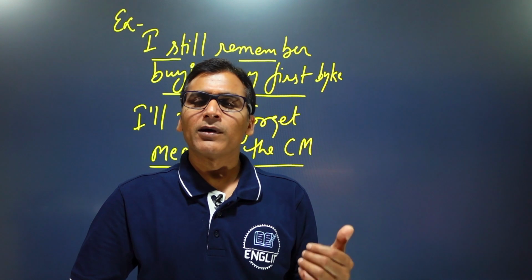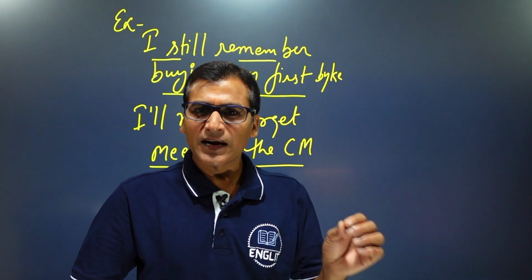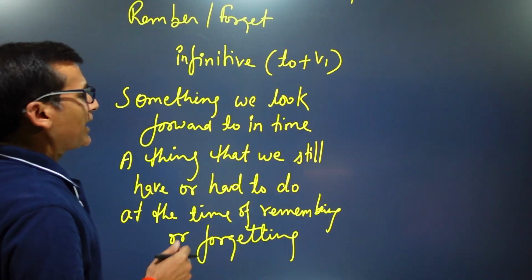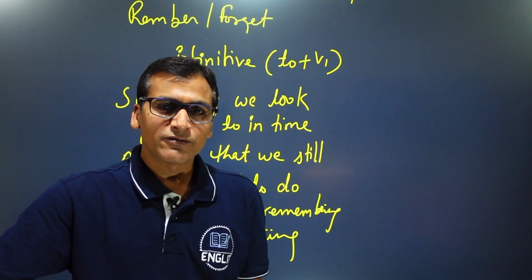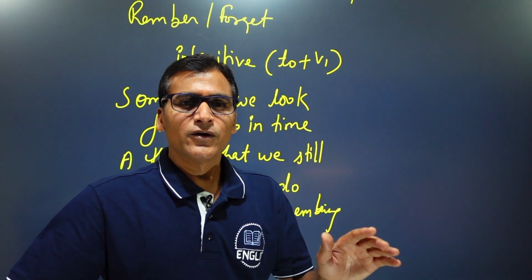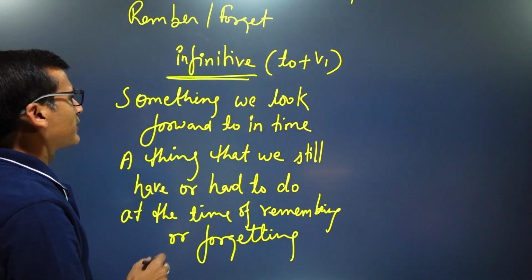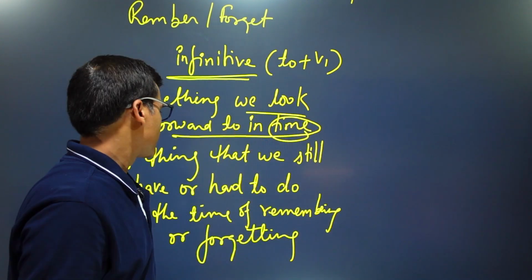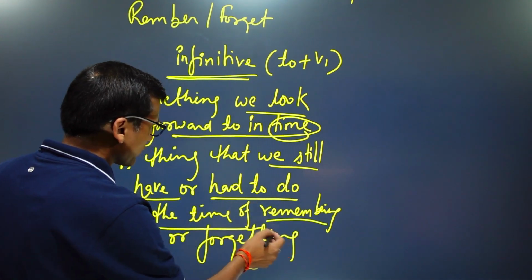So whenever we talk about something we have done in the past and we talk about remembering or forgetting, we use the -ing form with this. Remember and forget can also be used with the infinitive. As an infinitive, it refers to something that we look forward to doing in the future, or something we could not do. It refers to something that we have not done or something that we want to remember to do. So remember and forget with the infinitive, to plus V1, refer to something that we look forward to in time. In time means in the future. A thing that we still have to do, or had to do, at the time of remembering or forgetting.